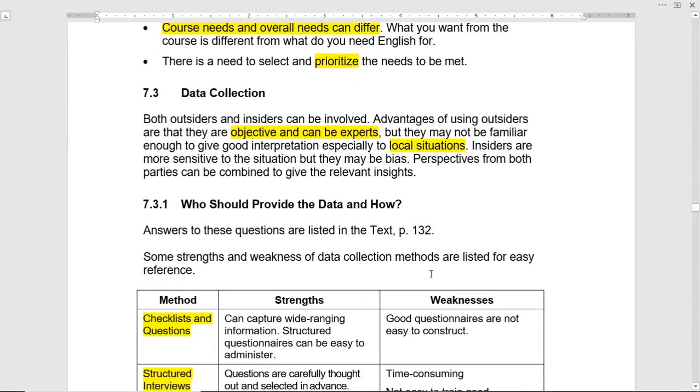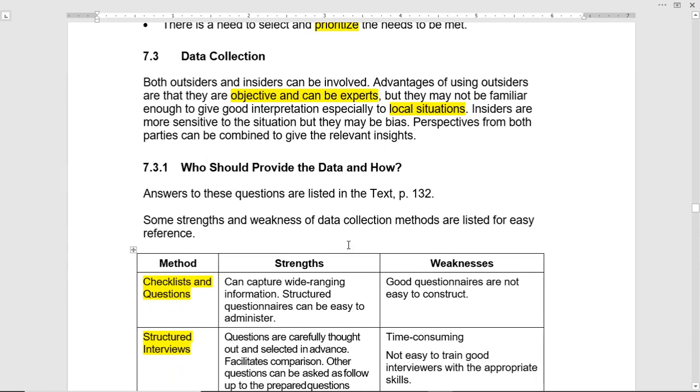You can collect data regarding the needs. So to collect the data about the needs, outsiders and insiders can be involved. So outsiders can be objective and can be experts, but of course they may lack the knowledge of the local situation. So what are the current needs of the course English for professionals? And this is a way to collect the data.